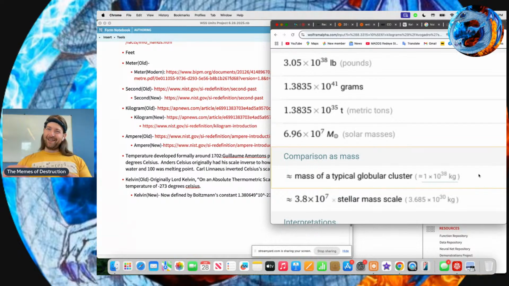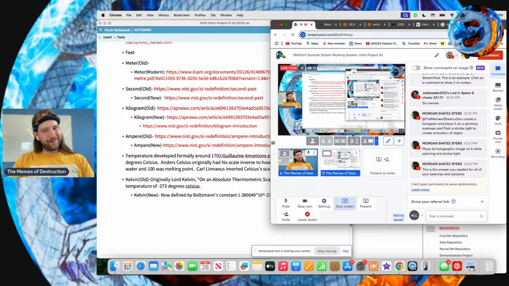Globular clusters, aren't those like star nurseries that eventually generate a bunch of stars, and eventually you get some of those coming together, and you get galaxies as we know them? Just a coincidence. I digress.